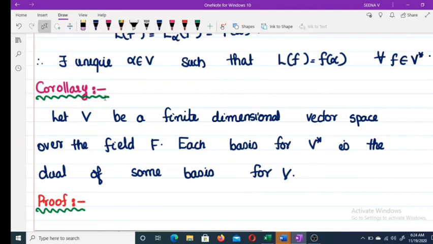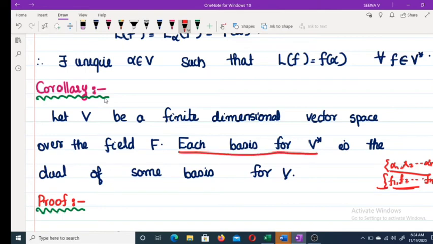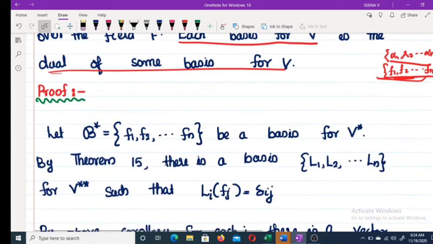Last class we proved that if α1, α2, ..., αn is a basis, then there exists a dual basis f1, f2, ..., fn of α1, α2, ..., αn. Now here it is saying that for each basis f1, f2, ..., fn for V star, there exists some basis α1, α2, ..., αn for V such that f1, f2, ..., fn is a dual basis of α1, α2, ..., αn. Okay, now we look at the theorem.